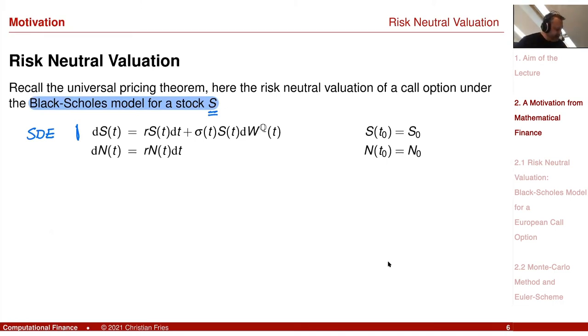And there is a second asset. So here N is the value of one unit of currency or N0 units of currency in a bank account. So that is the evolution of a value that has been put in a bank account. So we have two assets on our market.